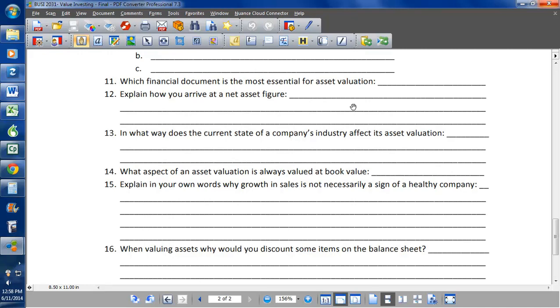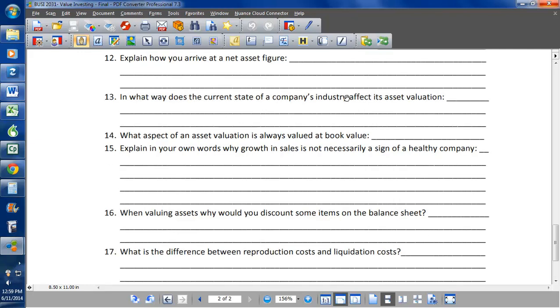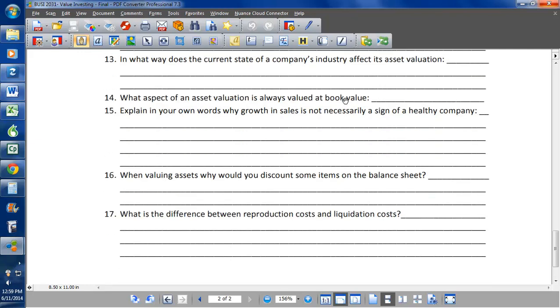Number 12, explain how you arrive at a net asset figure. So basically what you're doing to get a net asset figure is you're taking all of your assets, adding them up, and then subtracting from that all of your liabilities. And then what's left over are net assets.